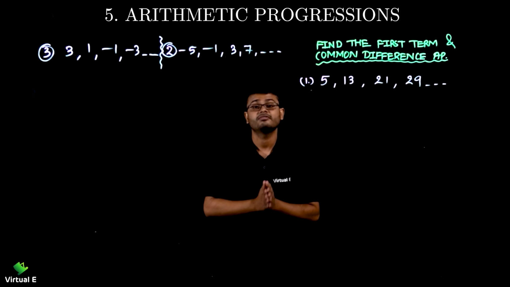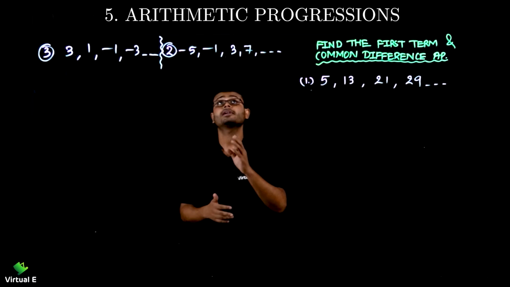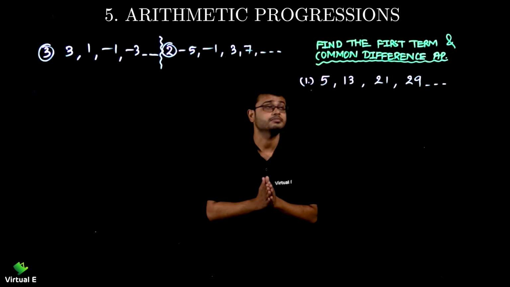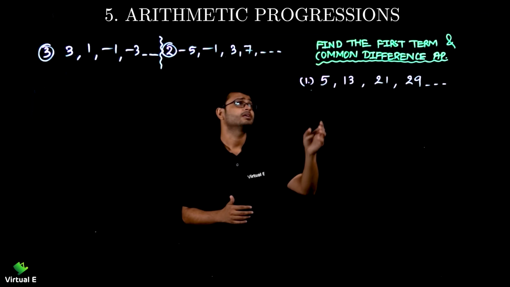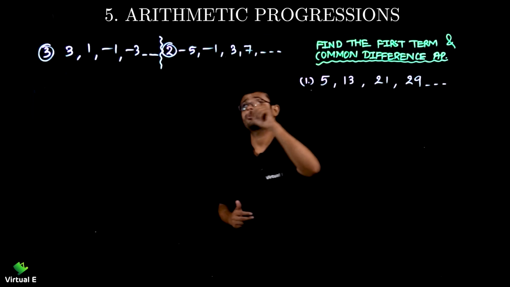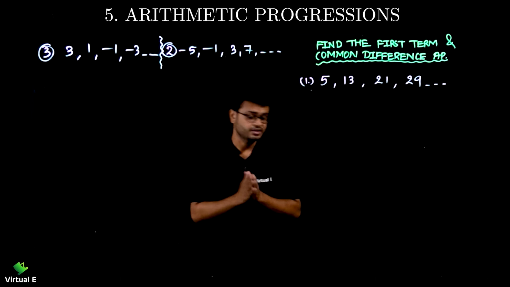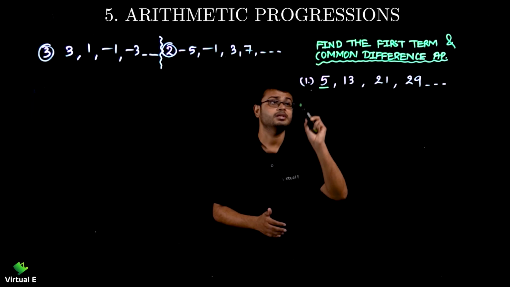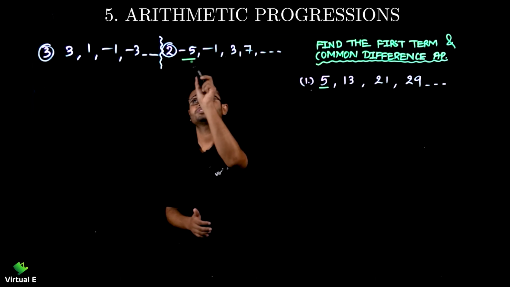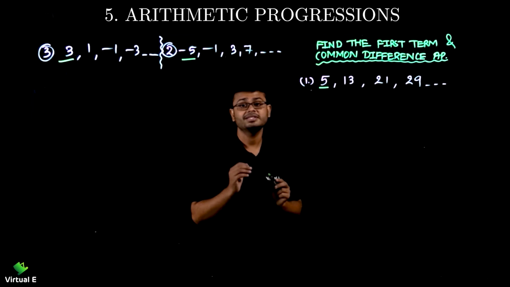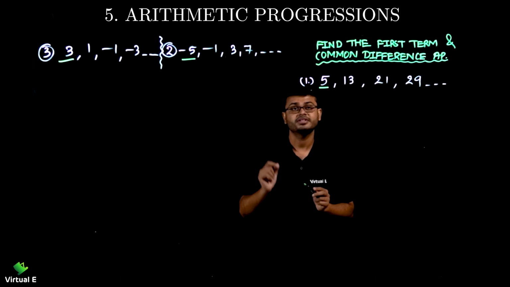In this session, we are going to start sums related to arithmetic progressions. First, we are starting with the most basic sums. We need to find the first term and common difference for the following APs. Let's start. So we know that the first term is this one, very simple in all of them. First term is very simple to do. But what is important is to find the common difference.